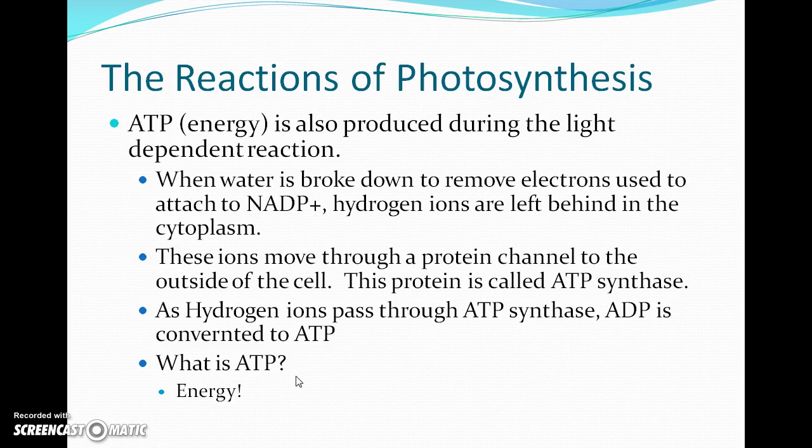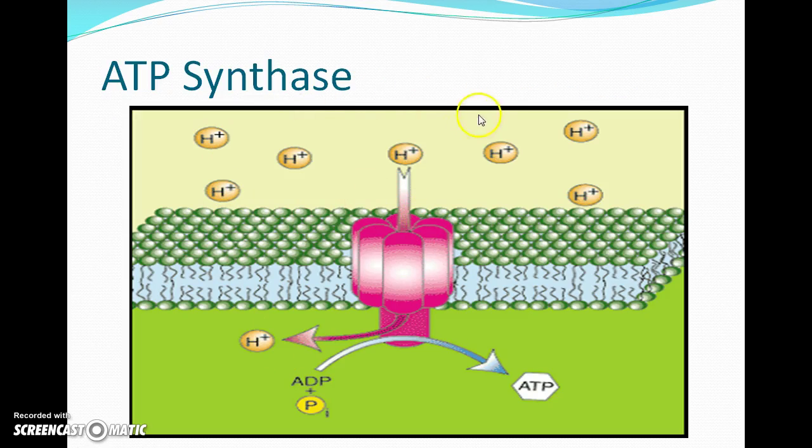ATP, remember, is energy. How this works is you have your hydrogen ions here. They need to leave this area, so they pass through this ATP synthase. As the hydrogen ion passes through this protein, it's kind of like a mill where for every hydrogen ion that's pumped out, ADP is connected to a phosphate. This is adenosine diphosphate, meaning there's two phosphate groups. It connects it to this extra phosphate to make adenosine triphosphate, or ATP. So ATP synthase, by pumping hydrogens through it, makes ATP.